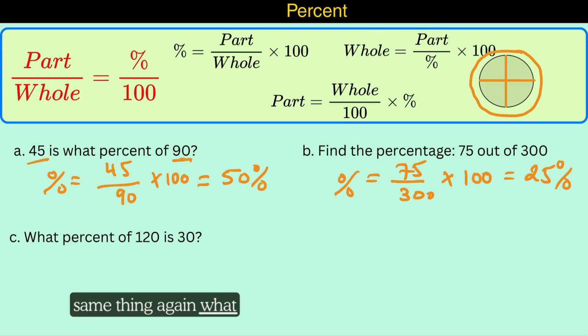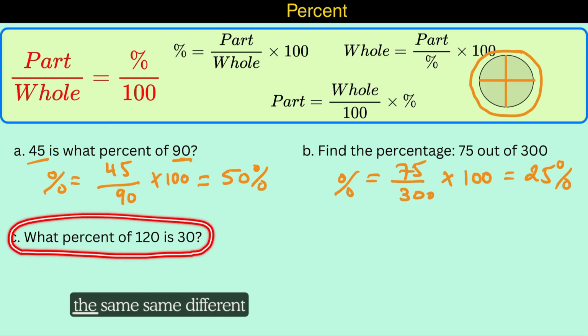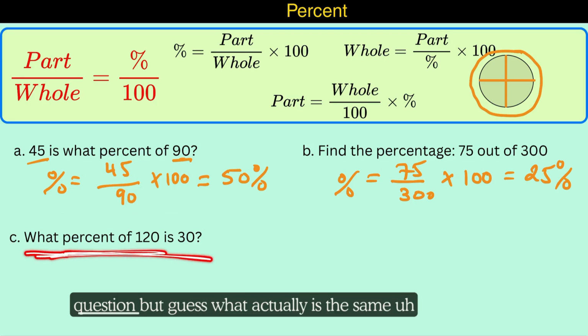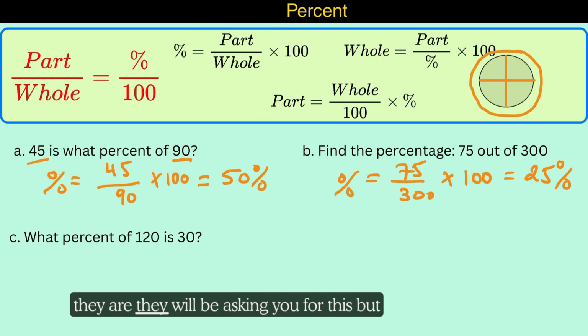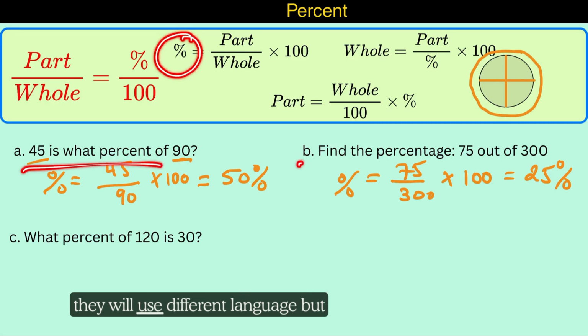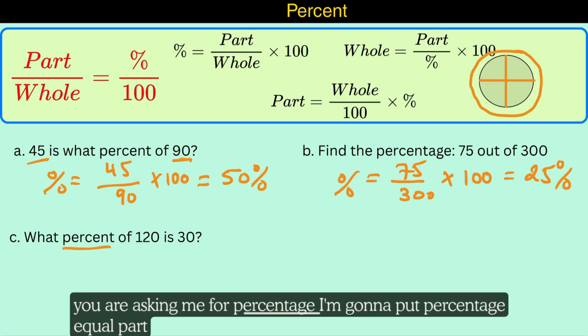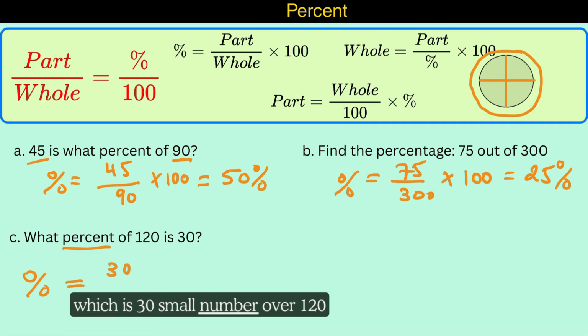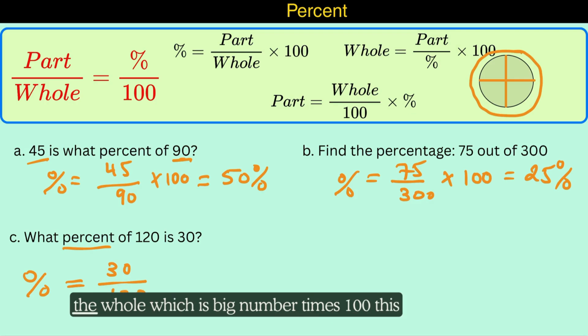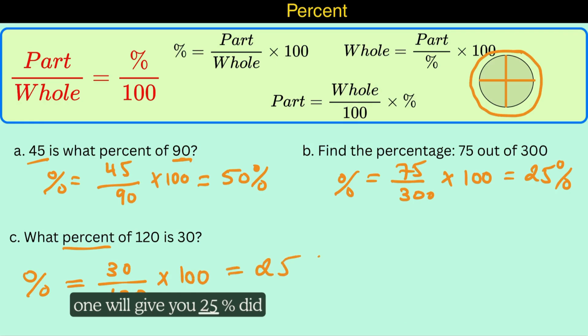Same thing again. What percent of 120 is 30? Different question, but guess what? Actually, it's the same formula you're going to be using. They will be asking you for this, but they will use different language. But they are all the same. Again, because they are asking me for percentage, I'm going to put percentage equal part, which is 30, the small number, over 120, the whole, which is the big number, times 100. This one will give you 25%.